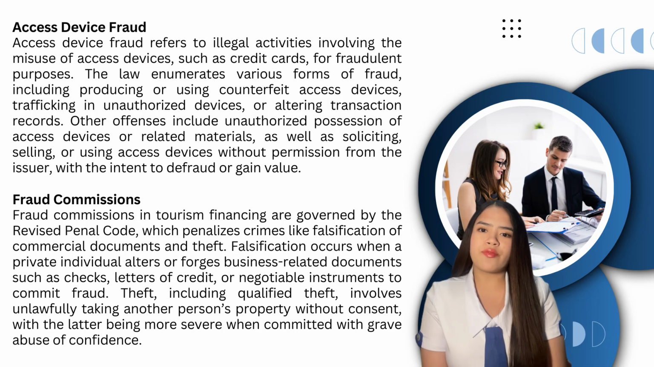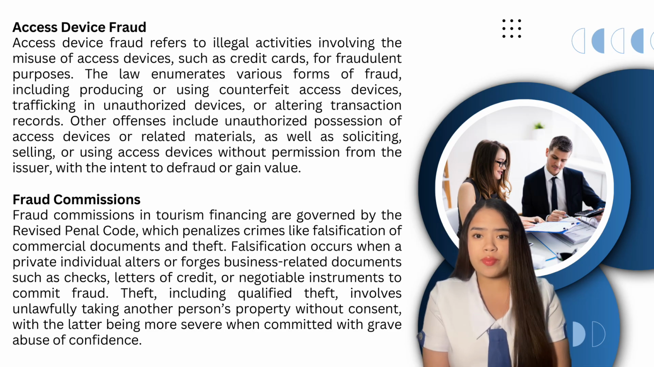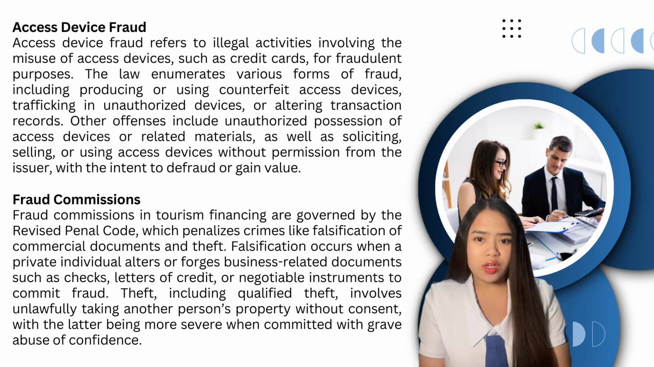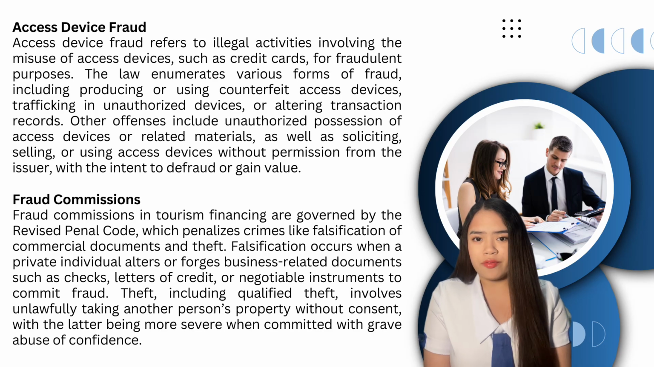So the fraud commissions. Fraud commissions in tourism financing are governed by the Revised Penal Code, which penalizes crimes like falsification of commercial documents and theft. So falsification occurs when a private individual alters or forges business-related documents such as checks, letters of credit, or negotiable instruments to commit fraud. Theft, including qualified theft, involves unlawfully taking another person's property without consent, with the latter being more severe when committed with grave abuse of confidence.